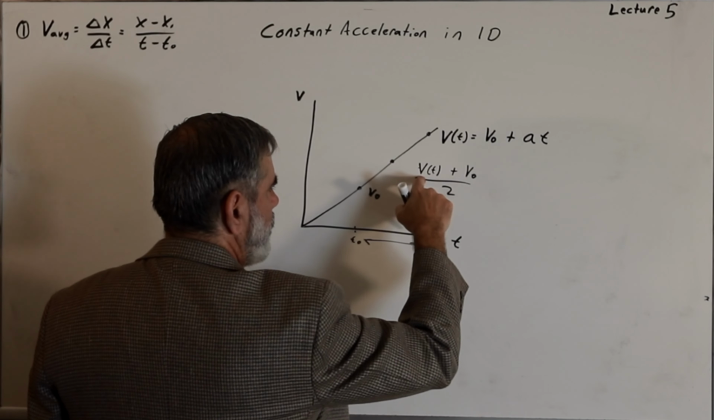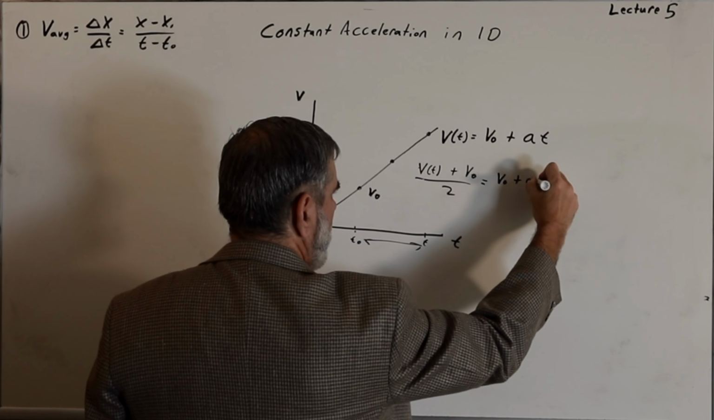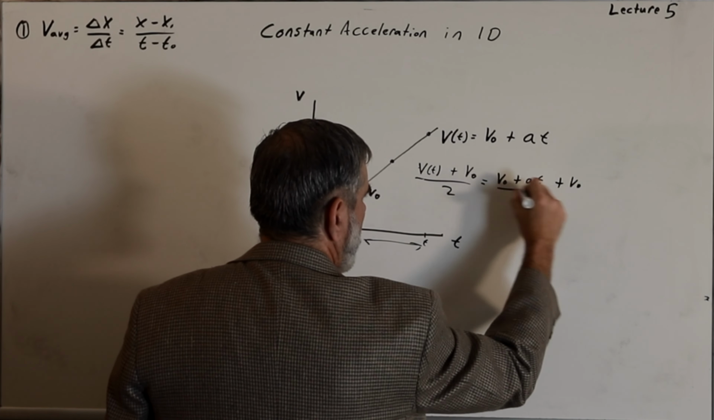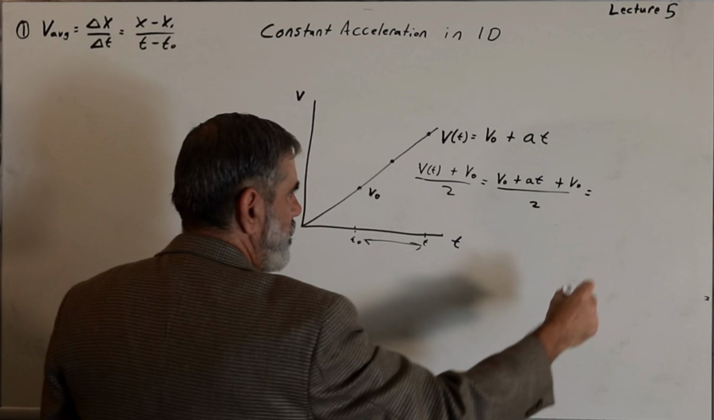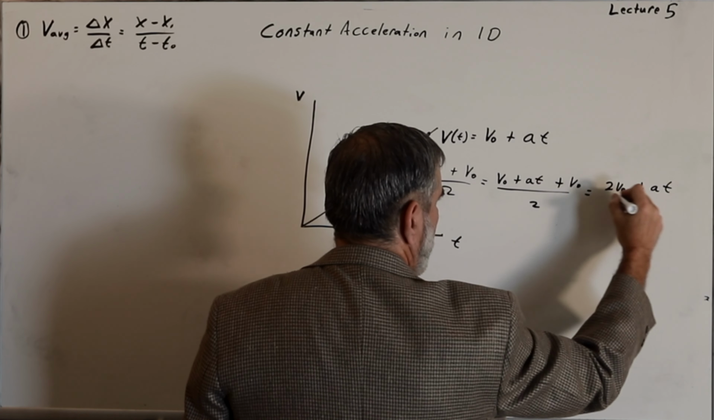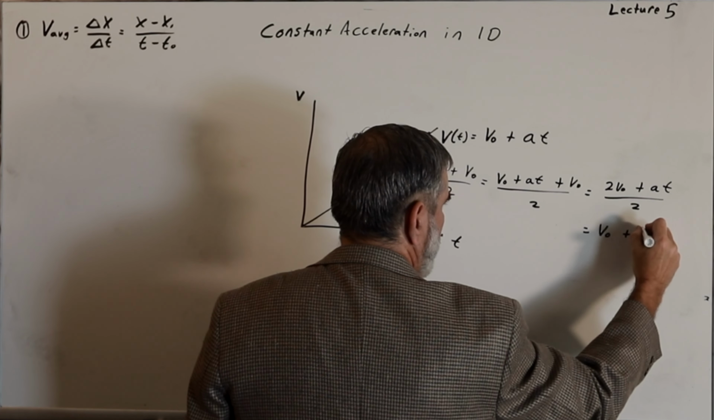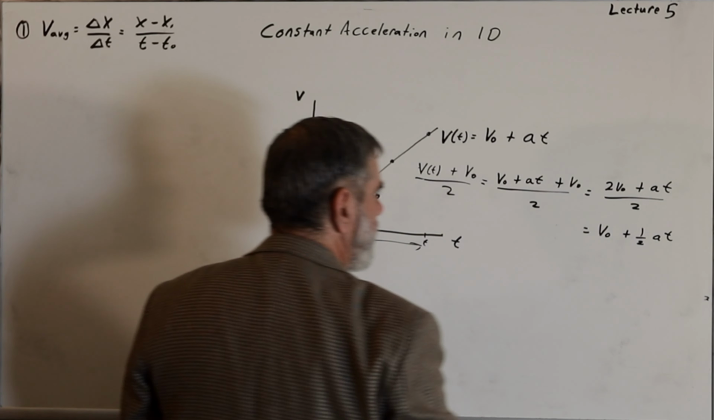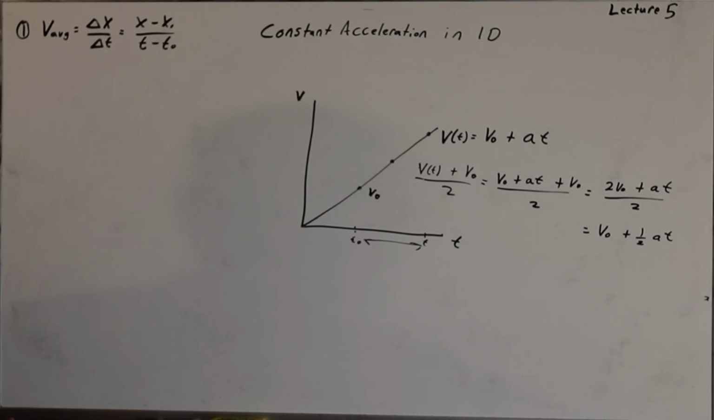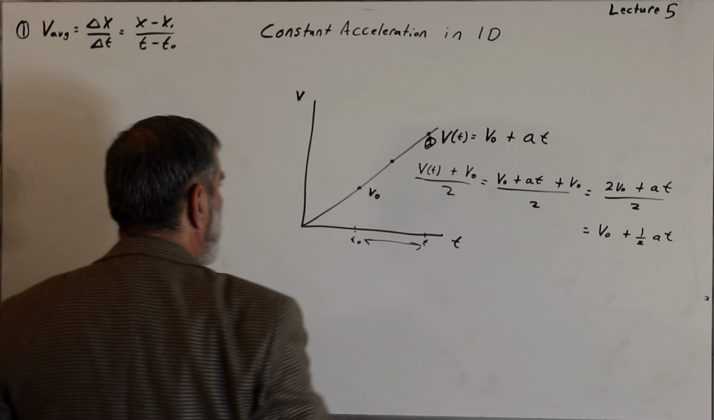And so what do I get? I plug in for v of t, which is v naught plus at, plus v naught, divided by 2. And just so you know, a little bit of algebra, we get that this is 2v naught plus at divided by 2, which is going to be equal to v naught plus 1/2 at. Now I'm going to use that. I'm going to write this equation and call it equation 2.